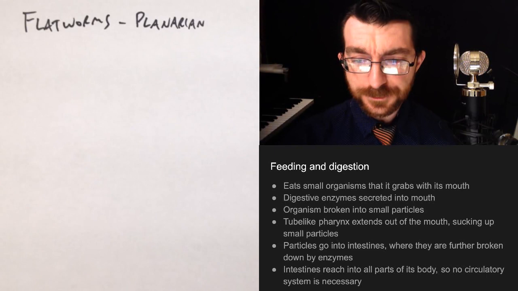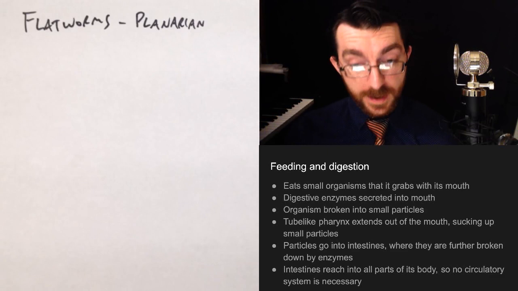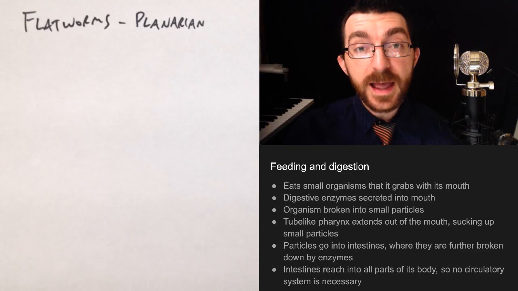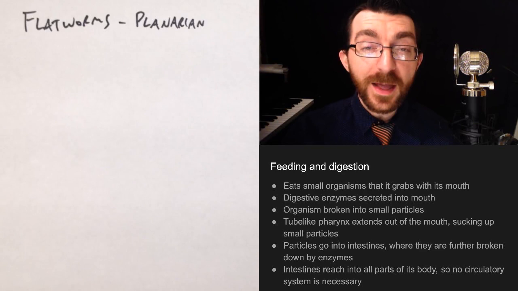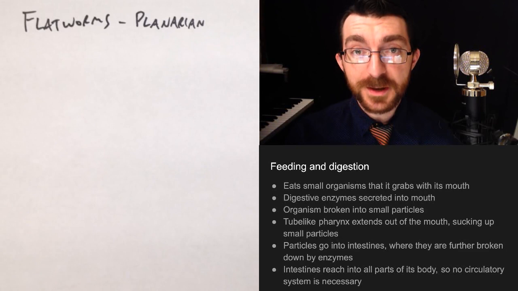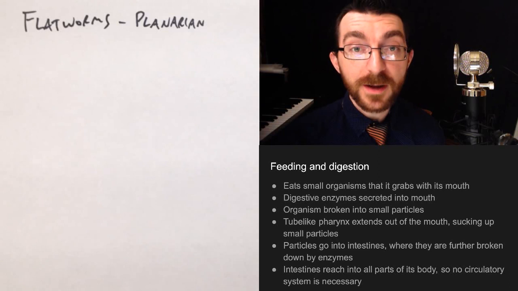So as you see here, it eats small organisms that it grabs with its mouth. It has digestive enzymes secreted into its mouth. Now, you actually have digestive enzymes in your mouth. Did you know that? Saliva is a digestive enzyme, or I shouldn't say it's an enzyme, it's a fluid that contains enzymes. It's partially digestive, and that's maybe not something that occurs to you because you just think of it as spit or something like that. But it's actually the first stage in the chemical side of your digestive process.